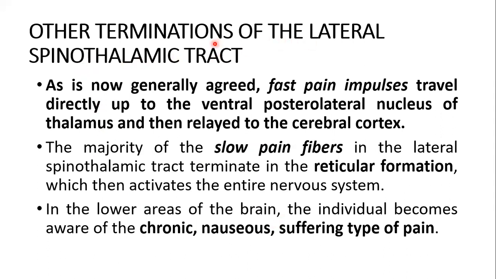So, regarding other terminations of the lateral spinothalamic tract, as is now generally agreed, fast pain impulses travel directly up to the ventral posterolateral nucleus of the thalamus and then relate to the cerebral cortex. I have been teaching this to you in my previous lecture. And the majority of the slow pain fibers in the lateral spinothalamic tract terminate in the reticular formation, which then activates the entire nervous system. You know, the reticular formation is present mainly in the brain stem, especially the medulla and the pons. This reticular formation is concerned with consciousness, right? It has other functions, such as sleep and wakefulness. So, in the lower areas of the brain, the individual becomes aware of the chronic, nauseous, suffering type of pain.